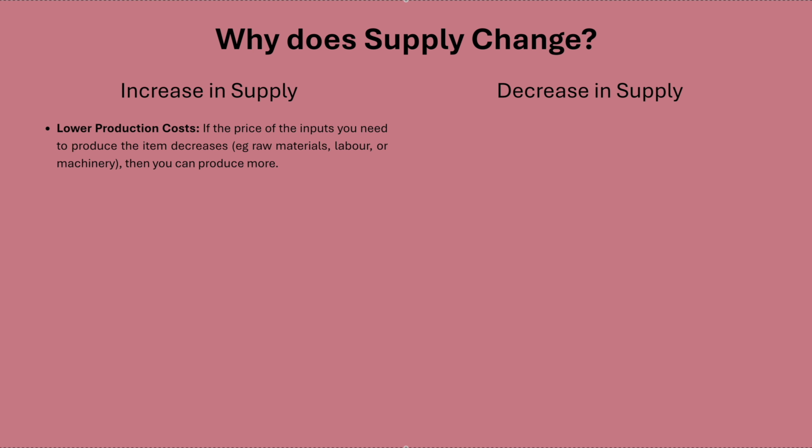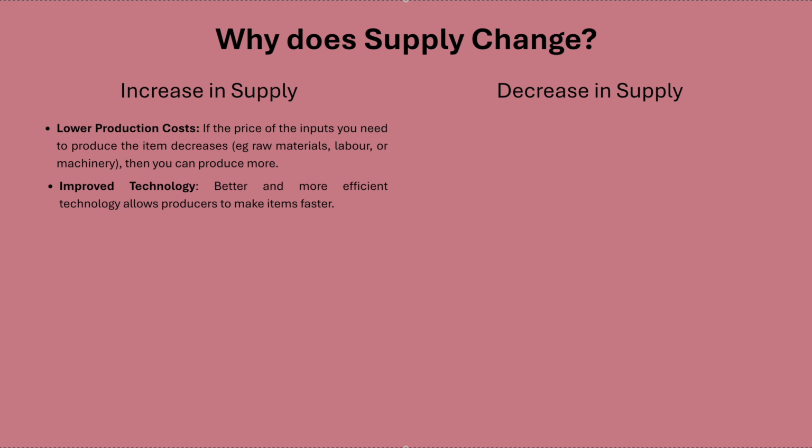Same for if the price of your labour decreases, meaning you have to pay your workers less, then you can afford to supply more of your stuff. The next scenario is improved technology. If some new technology comes out that lets you produce your products more efficiently, then you can increase your supply. For example, there might be an AI tool that comes out and can speed up some of the process, allowing you to produce more stuff.